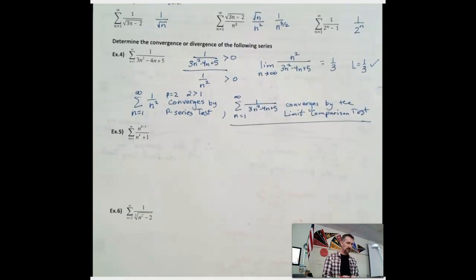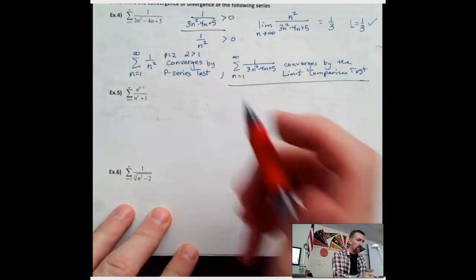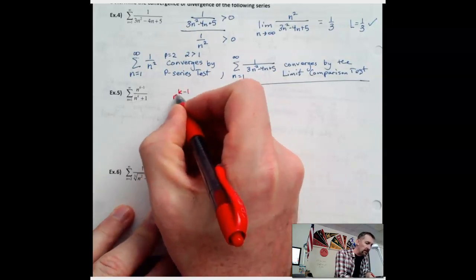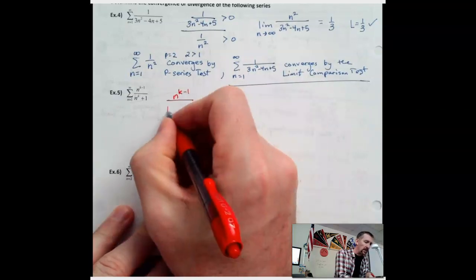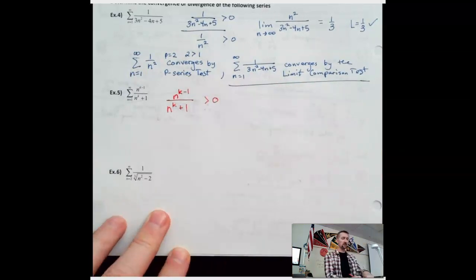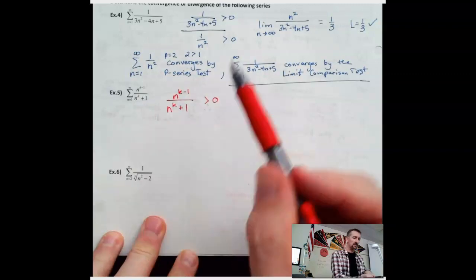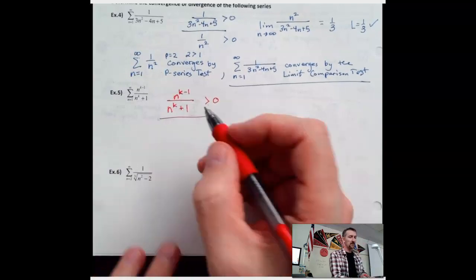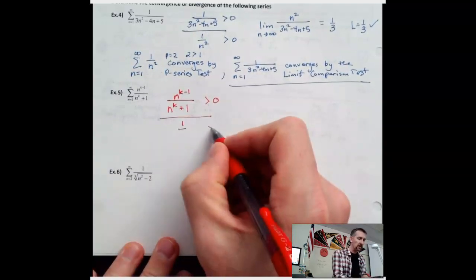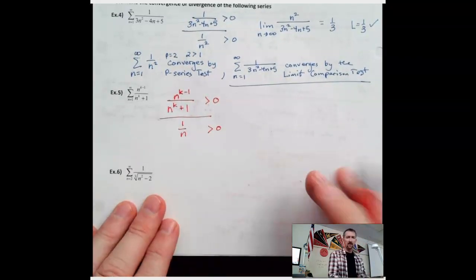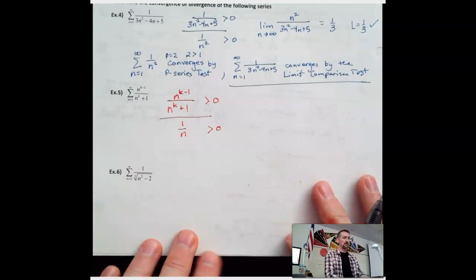So let's try that again. We have n to the k minus 1 over n to the k plus 1. That's going to be greater than 0. As we plug 1, 2, 3, 4, 5 in there, it's always going to be positive. So we want to compare that to something. How about 1 over n? 1 over n is also going to be positive.